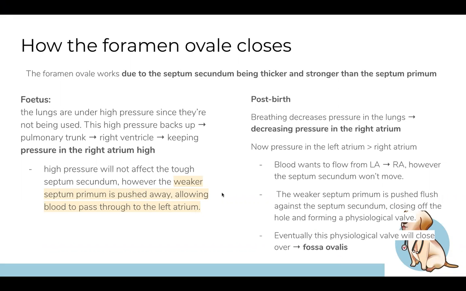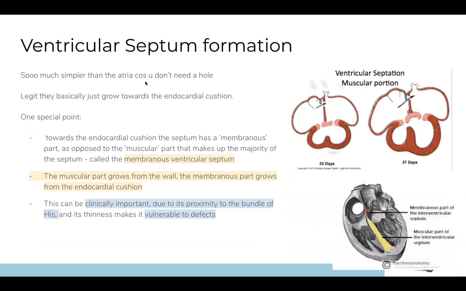Hopefully. So before birth, high pressure in the right atrium keeps everything open. After birth, you start breathing, the left atrium is high pressure, and it closes the hole. Hopefully that all makes sense. Okay, we're nearly in the home stretch. We're getting there. I'm so sorry, this takes way longer than I expected.